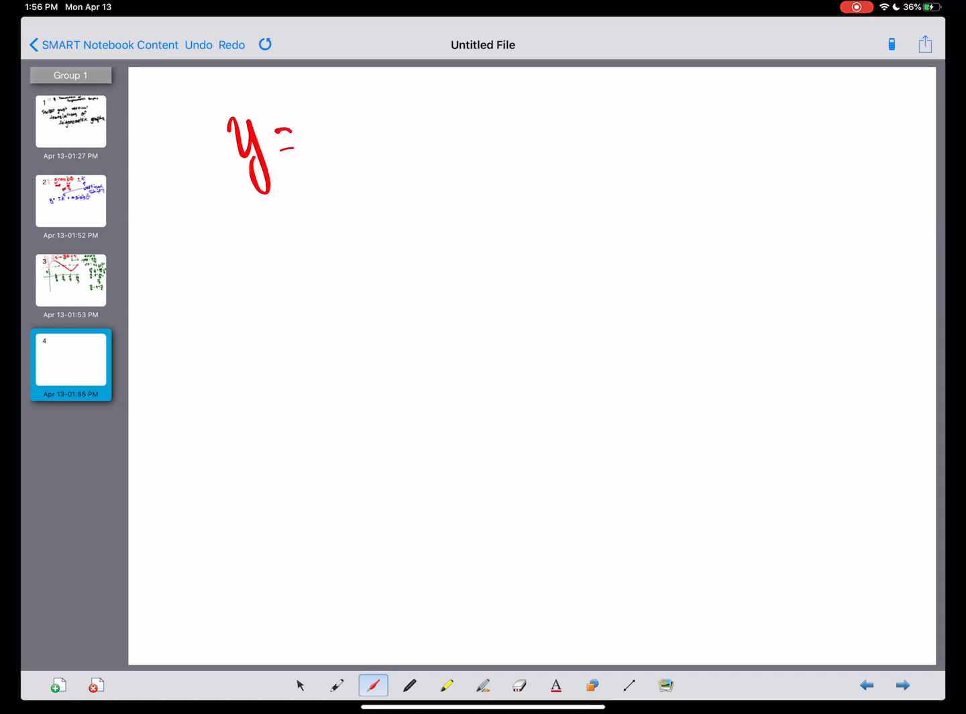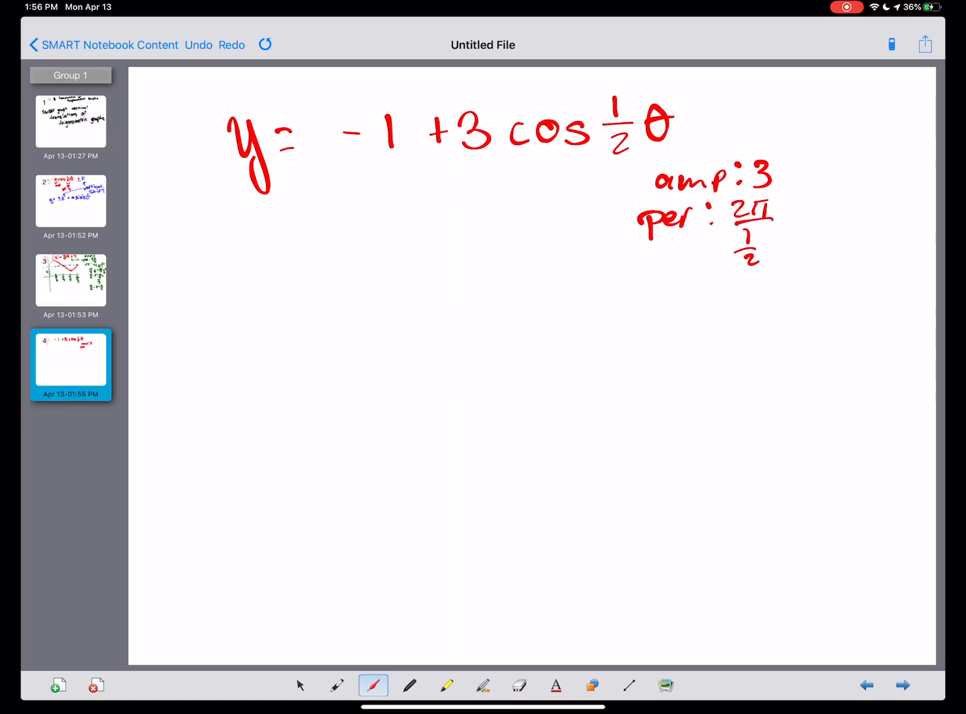Let's do another one. y equals negative 1 plus 3 cosine 1/2 theta. I'm just going to put a 1/2. It doesn't really matter. My amplitude is 3. My period is 2 pi over 1/2, which is 4 pi. My vertical shift is 1 down because there's a negative here.